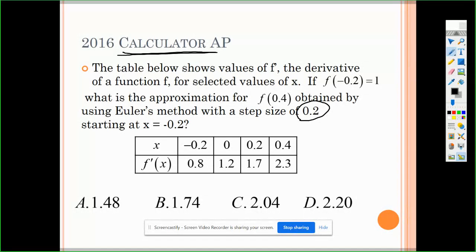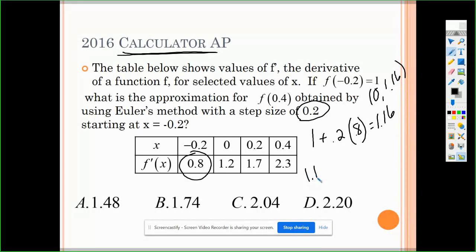So we're starting at negative 0.2 comma 1. So we have 1 plus my step size of 0.2. At negative 0.2, my derivative value is 0.8. So on my calculator, I'm going to type in 1 plus 0.2 times 0.8, and I get 1.16. So now I'm at 0, because I did a step of 0.2, comma 1.16.